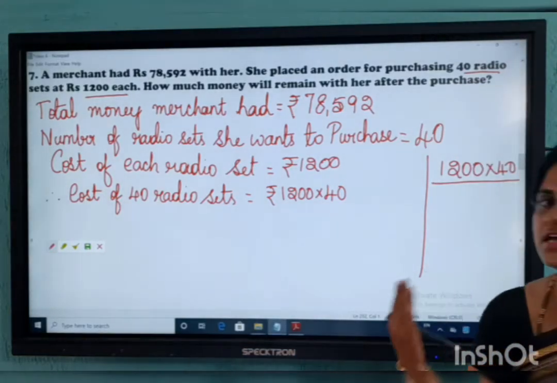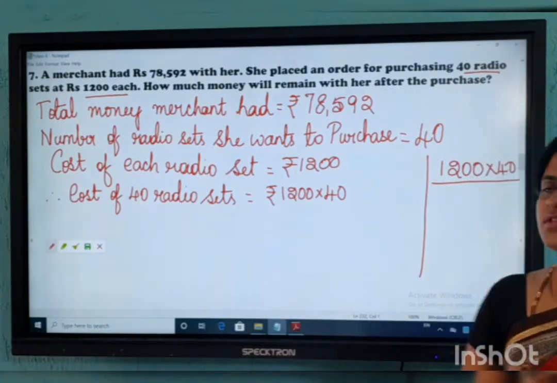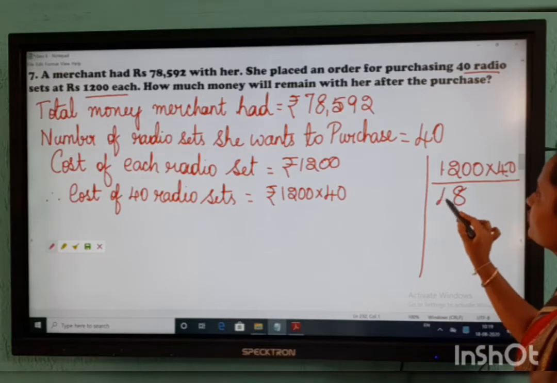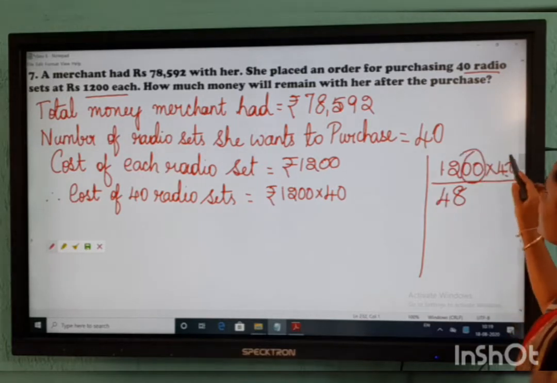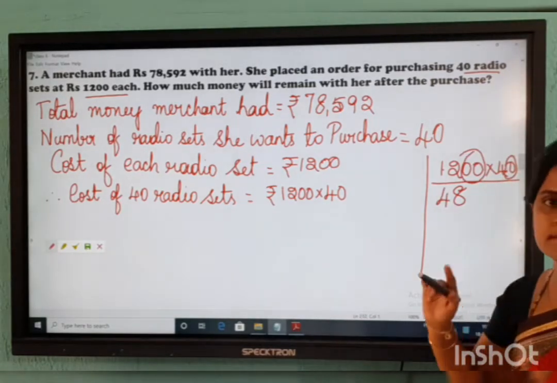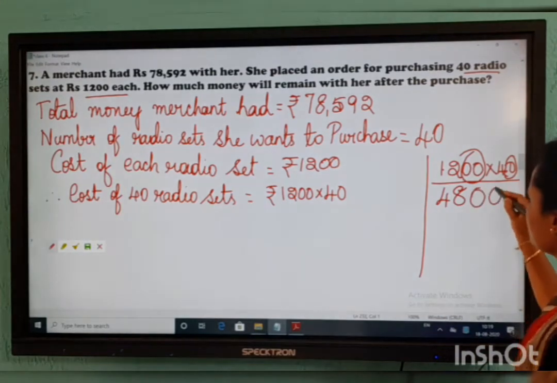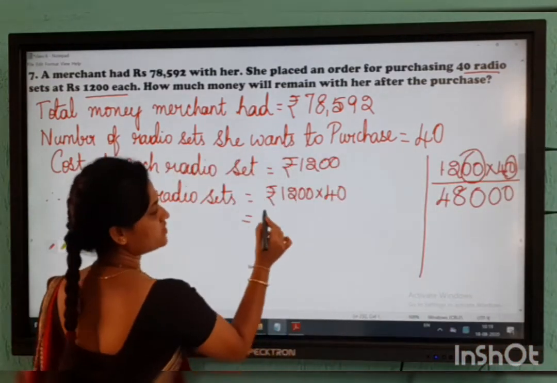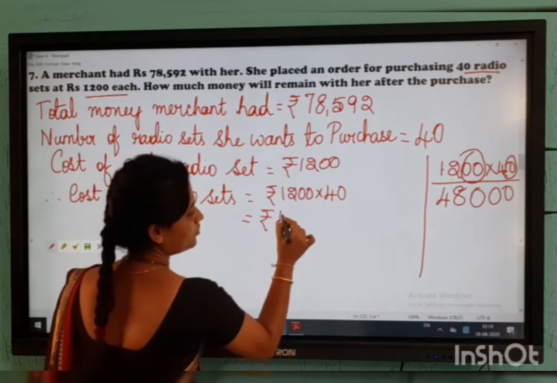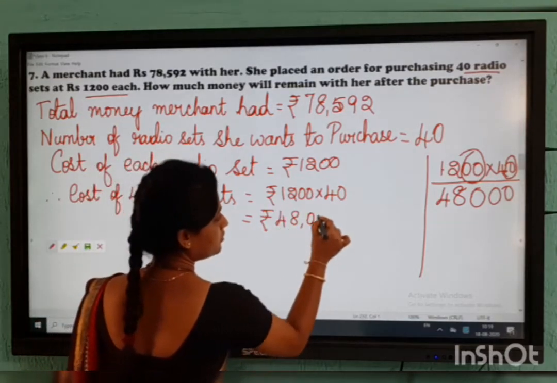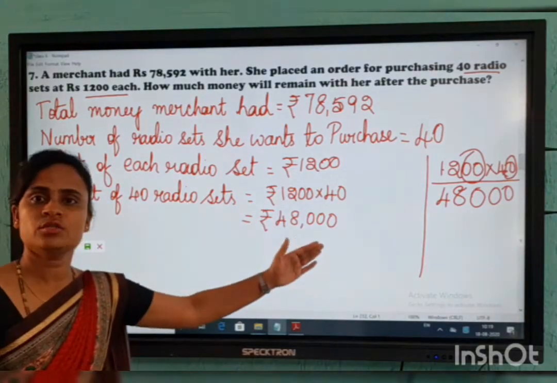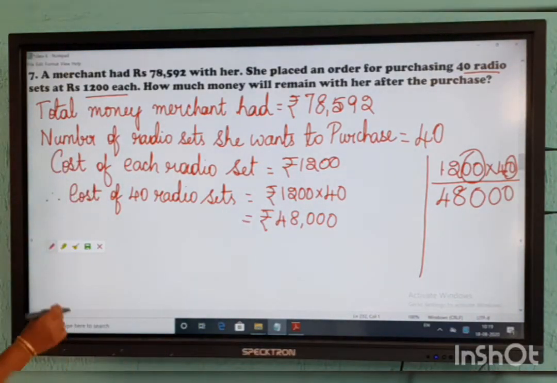Now when zeros are there, no need to multiply those zeros. Just we'll write 4 2s is 8, 4 ones are 4. Here 2 zeros, here 1 zero, so 2 plus 1 is 3. So we'll write 3 zeros. So what is the cost of 40 radio sets, children? Rupees 48,000. Now she has to give this much money to the radio shopkeeper.